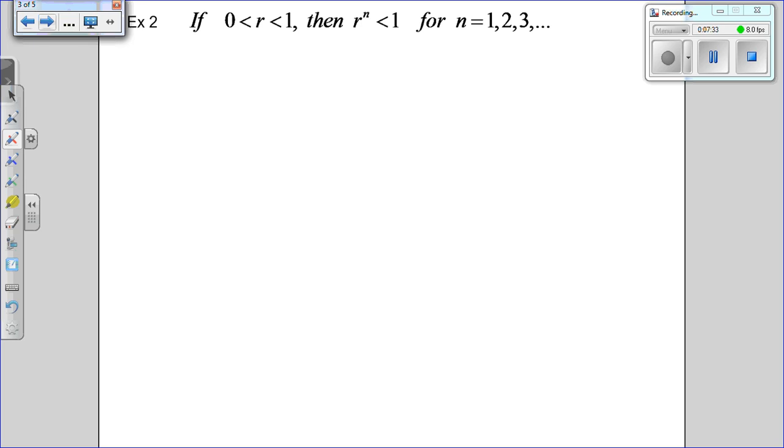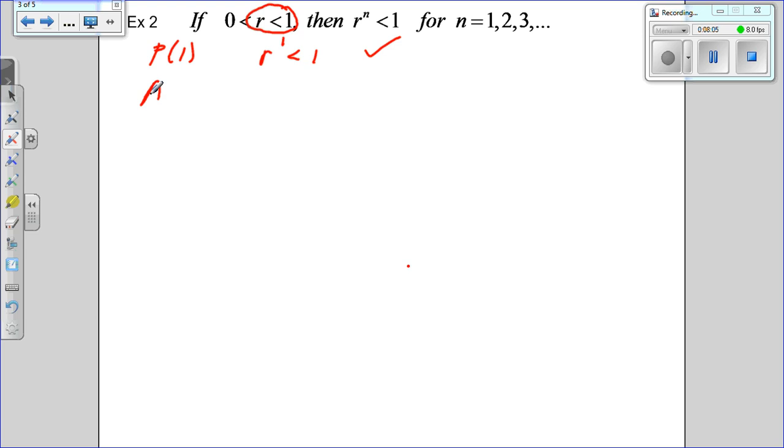So following induction, show that it's true for P of 1, or show that it's true for n equals 1. So here we go. Plug in 1 for n, and I get r raised to the first power is less than 1. Do we know that that's true? Well, certainly, because it was part of what you assumed to be true, that r was in between 0 and 1. So again, as usual, P of 1 is trivial.